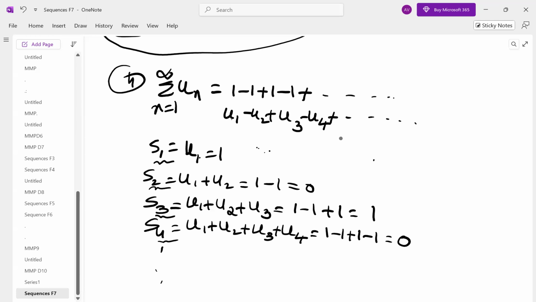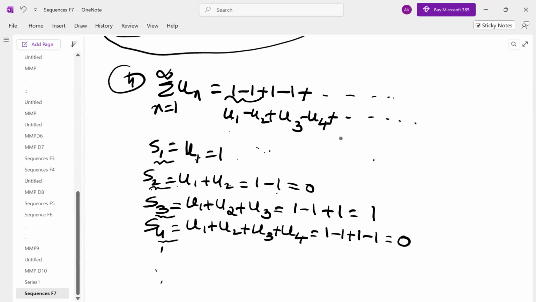What is the methodology? We have to find Sn. So first we'll try to predict, because we cannot find it directly. We are finding S1. What does S1 mean? U1, which is 1. We discussed this in the previous class. What does S2 mean? Sum of the first two terms. What are you getting? U1 is 1, and U2 is minus 1. So U1 plus U2, 1 minus 1, the sum of the first two terms.